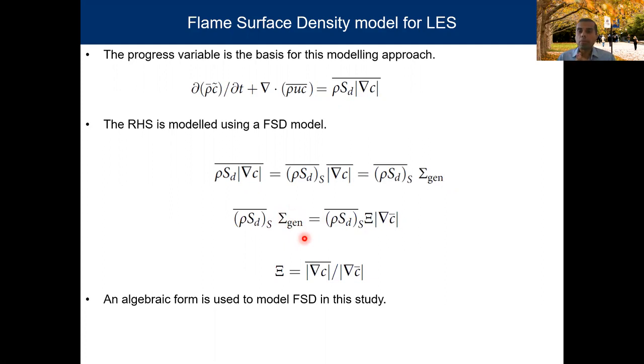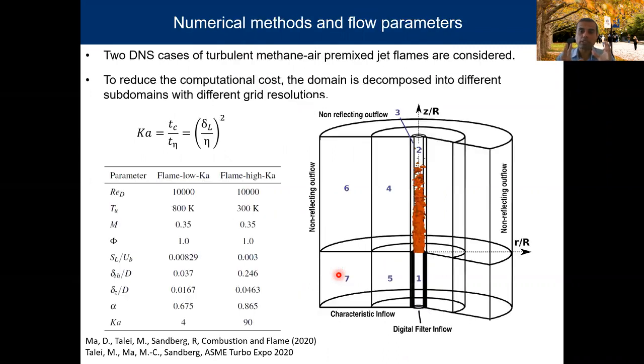basically the amount of surface area per volume, okay? And eventually, the function that you want to model is this one here, which we call a wrinkling factor, the magnitude of the gradient of the filtered progress variable divided by the gradient of the filtered progress variable, okay? So this wrinkling factor is a parameter that needs to have a model. For some reason, my slides are going faster.